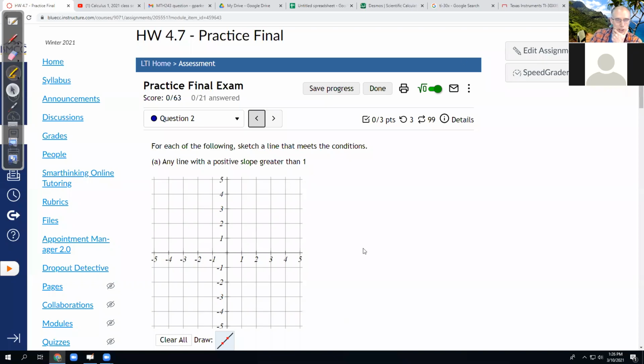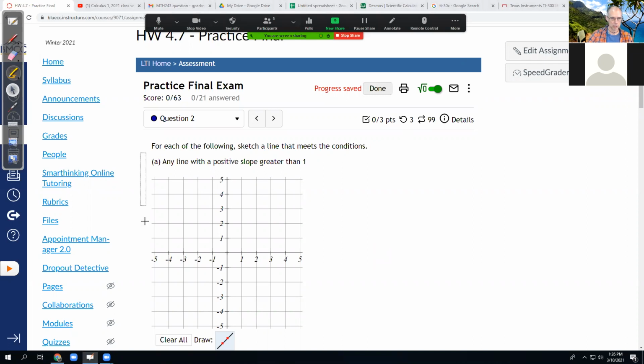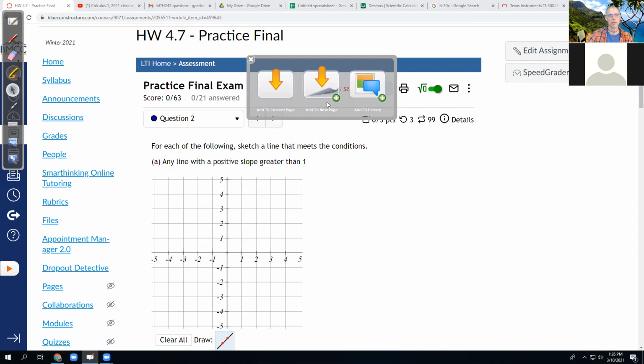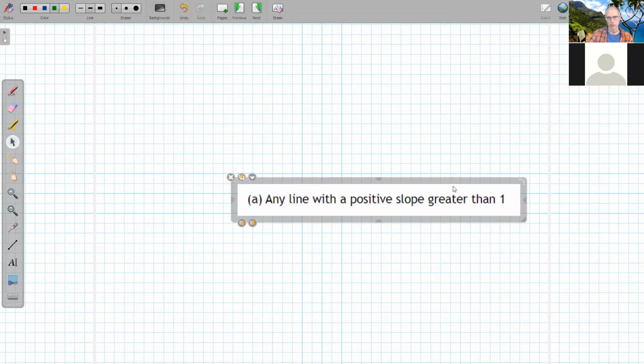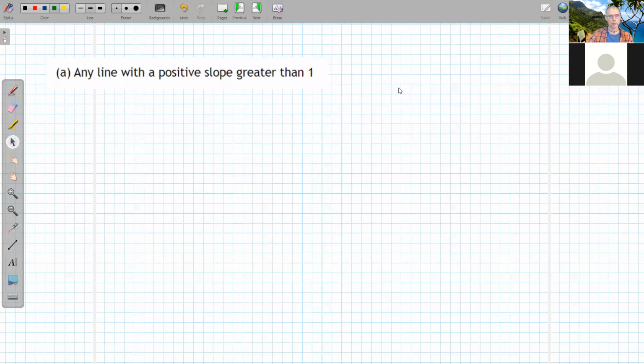So playing around with the practice exam, module 3 was about understanding what slope means, and this is about graphically looking at slope. And here it says graph any line with a positive slope greater than 1. So I just want to think about that for a second. And I'm just going to take this to draw on. Actually, I really only need that part. Positive slope greater than 1.